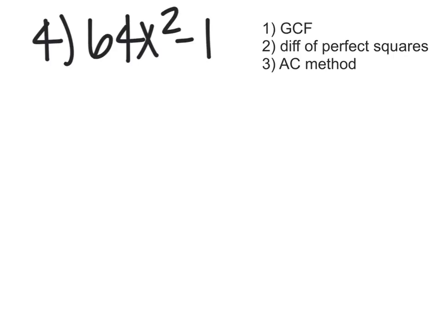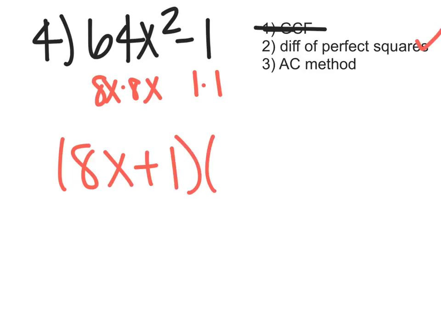I have number 4, 64x squared minus 1. Again, I'm looking for a GCF, a greatest common factor. My 64 and 1 cannot both be divided by something, so there is no GCF. Number 2, I am looking for a difference of perfect squares. There's a difference because there's a minus sign in the middle. 64x squared is 8x times 8x, and 1 is 1 times 1, so this does fit our difference of perfect squares problem. That becomes (8x plus 1)(8x minus 1).